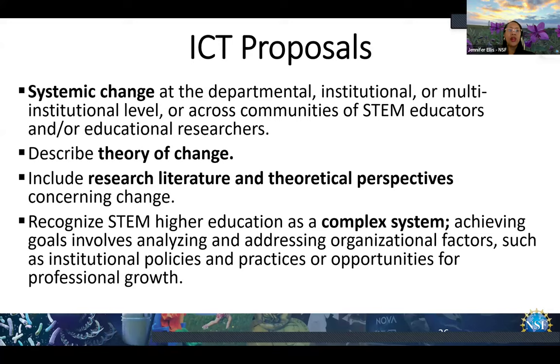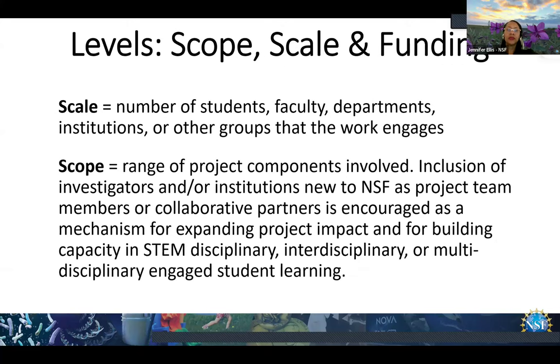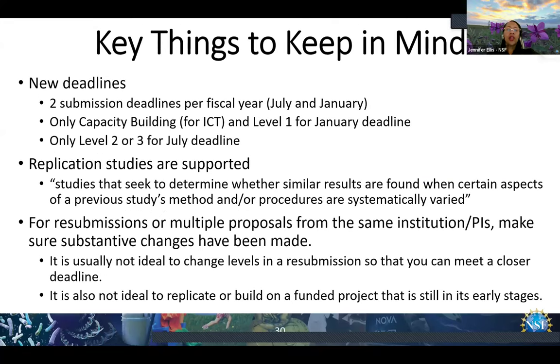ICT proposals address systemic change at the departmental level, institutional or multi-institutional level, or across communities of STEM educators. Really make sure you're describing the theory of change. You include research literature and theoretical perspectives, and recognize STEM higher education as a complex system and where all of this fits. I've talked about these levels, some key things to keep in mind, and we talked about the deadlines and how to read the solicitation for those deadlines.